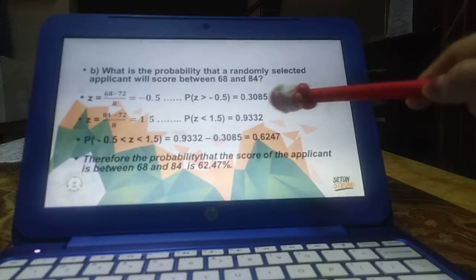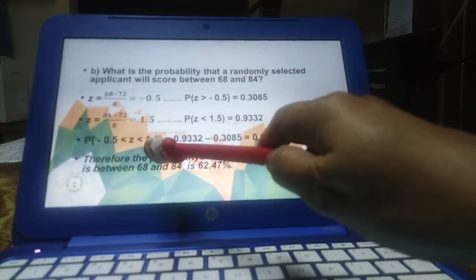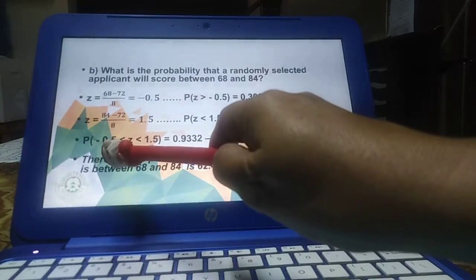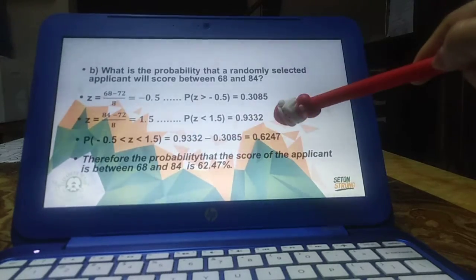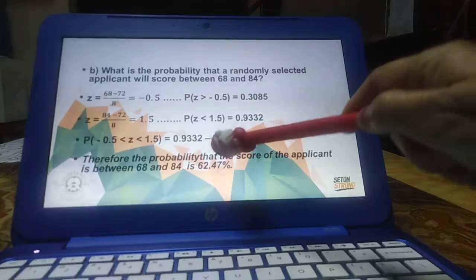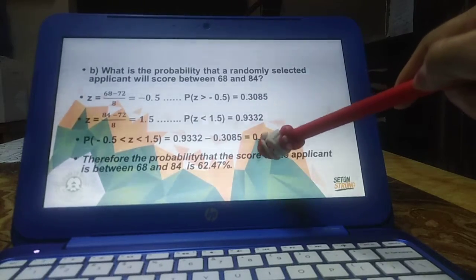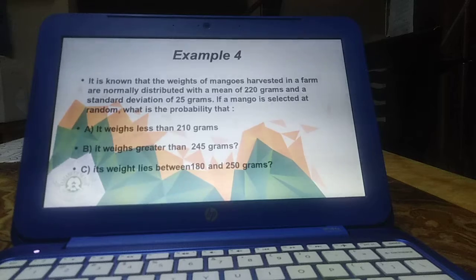We are looking for the probability that z is less than 1.5 but greater than negative 0.5. Therefore, we now subtract: 0.9332 minus 0.3085 is equal to 0.6247. Therefore, the probability that the score of the applicant is between 68 and 84 is 62.47%.